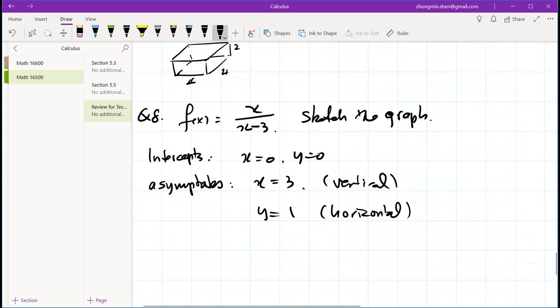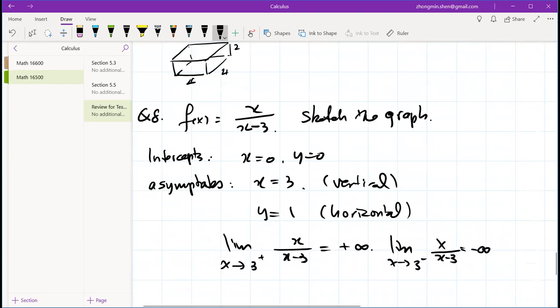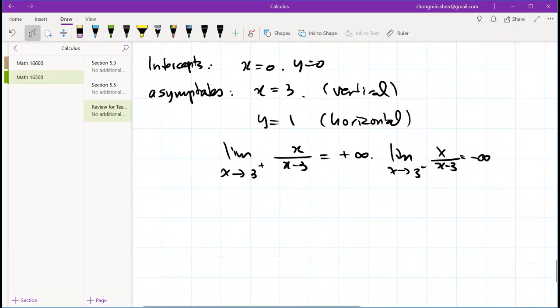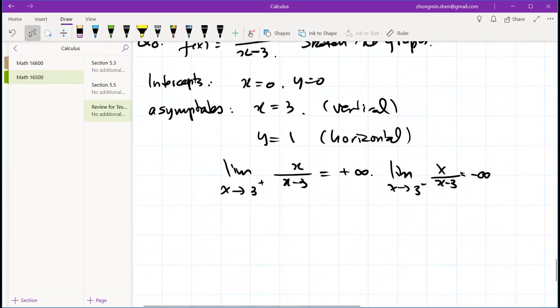Y equals 1, the reason is the limit. x equals 3 is obvious, okay? The graph blows up. So when x approaches 3 from the positive side, right, this can be positive infinity, right? When x approaches 3 from the negative side, you get negative infinity. Okay, that's the reason you get a vertical asymptote.